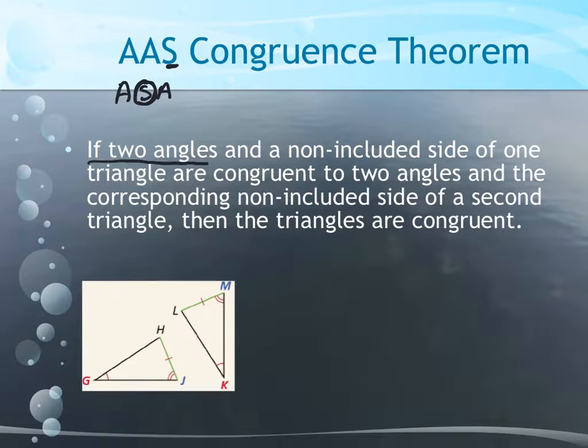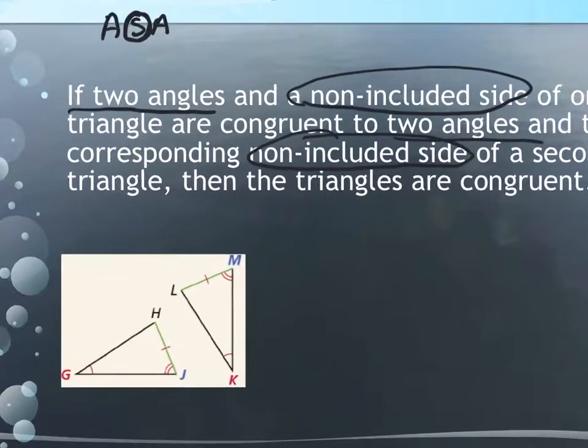So if two angles and a non-included side of one triangle are congruent to two angles and the corresponding non-included side of a second triangle, then the triangles are congruent. So here's what we've got here.